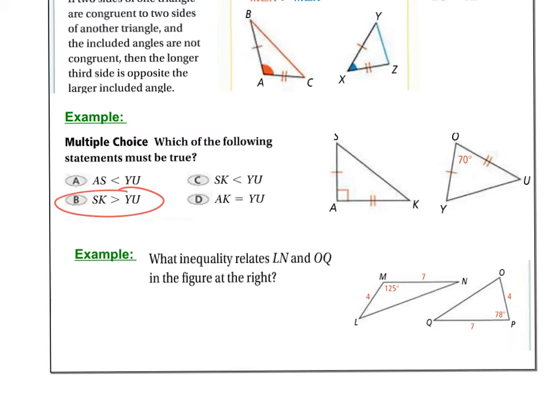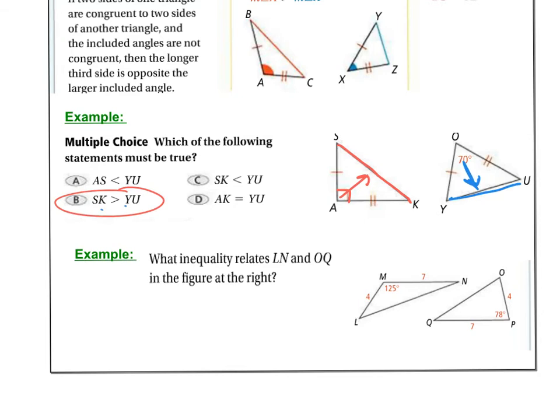Right? And so you always, we deal with the included angle, you talk about the side across from it. That's the only one we can compare. Well, it's also the one that's not, we already know the other ones are congruent. That's going to be this one. And since 70 is smaller than 90, then the one across from 70, the YU, is smaller than the one across from the 90.